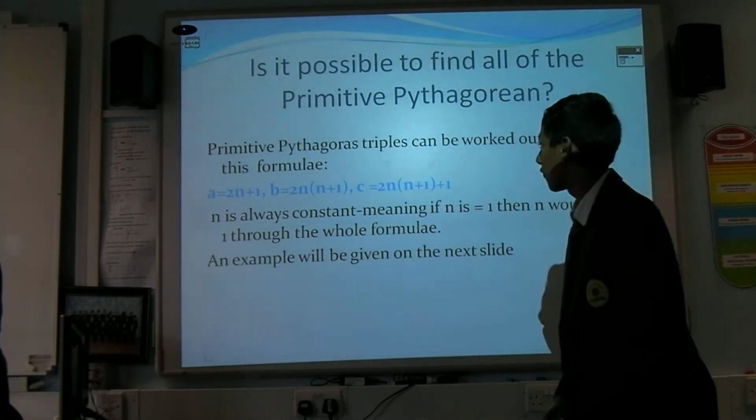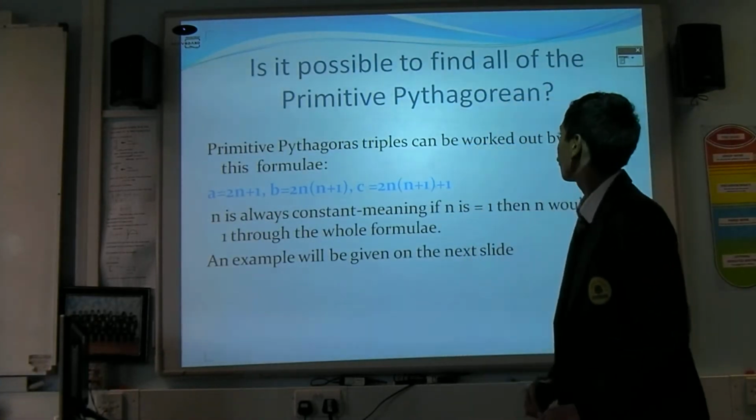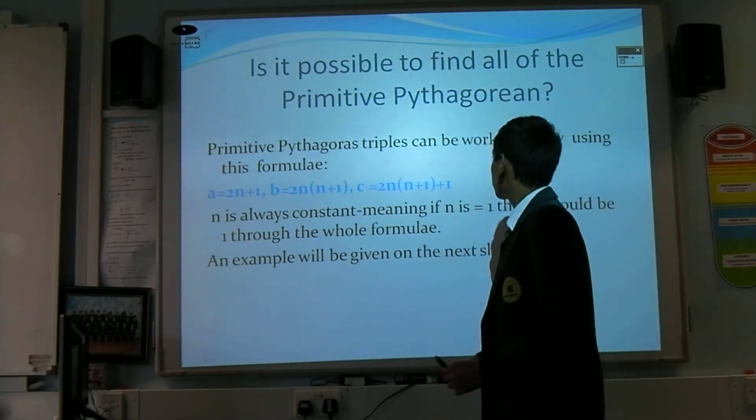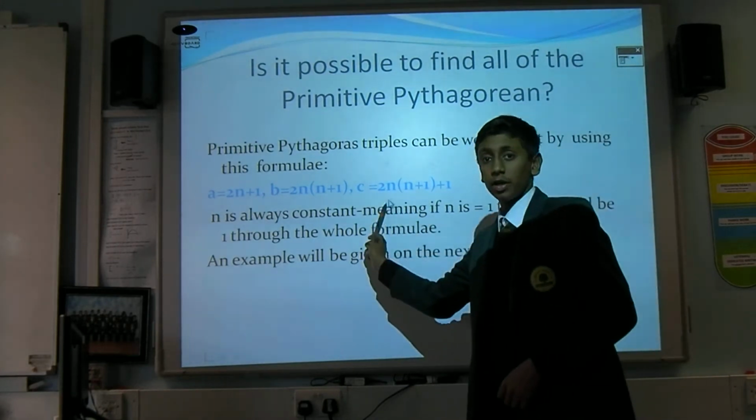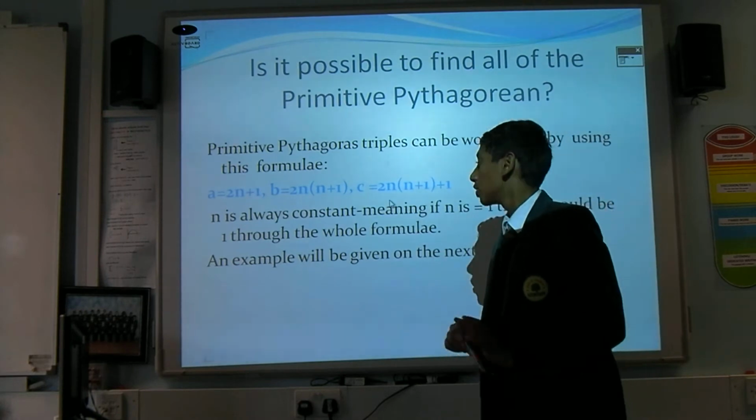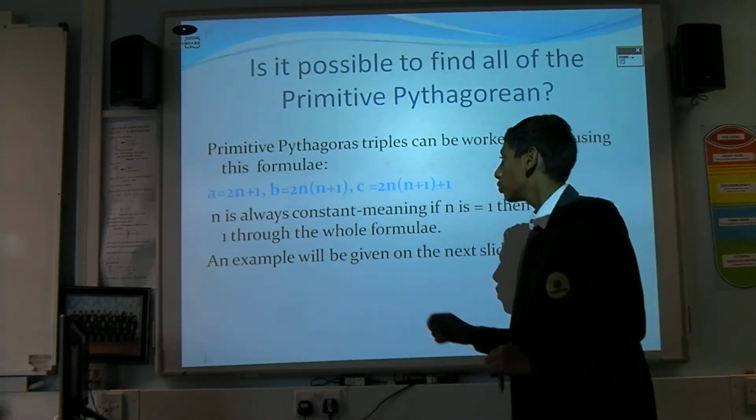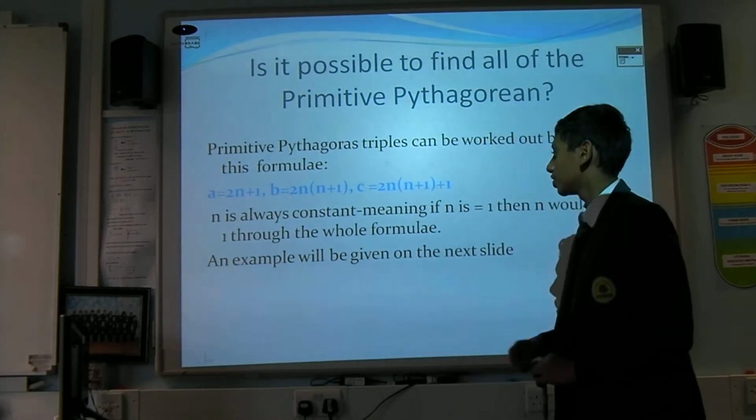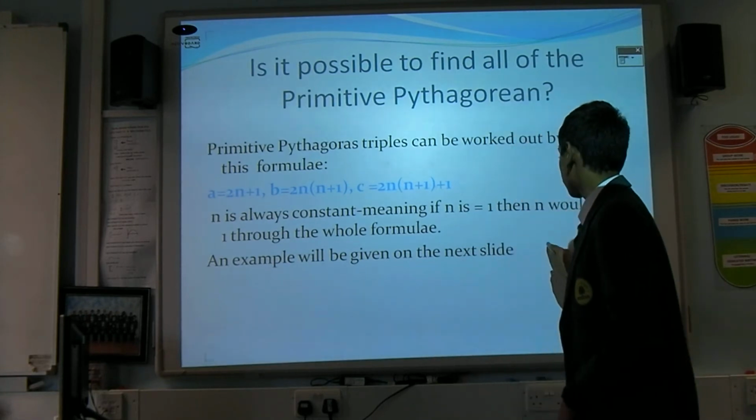Well, is it possible to find all of the primitive Pythagorean triples? Primitive Pythagorean triples can be worked out by using this formula. n will always be constant, meaning that n will be the same number throughout the whole equation. An example will be given on the next slide.